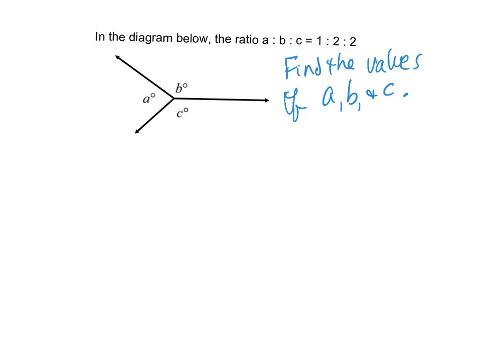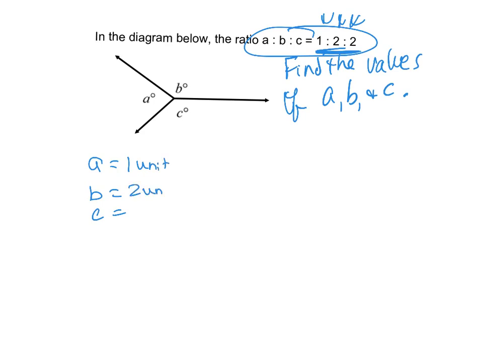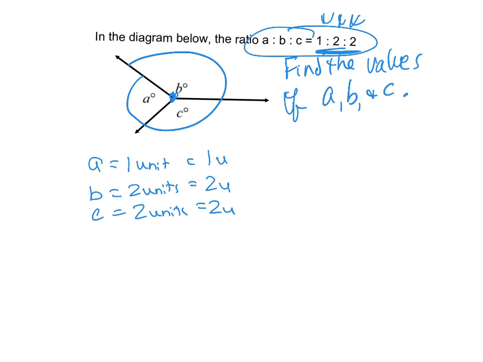All right, so same way. I am given angles and I'm given their ratio. So I'm going to write each of my angles and I'm going to put how many units each one is, because each of these numbers are units, right? So A is 1 unit, B is 2 units, C is also 2 units. I'm going to abbreviate that to 1U, 2U, and also 2U. I know that these 3 angles share a point.